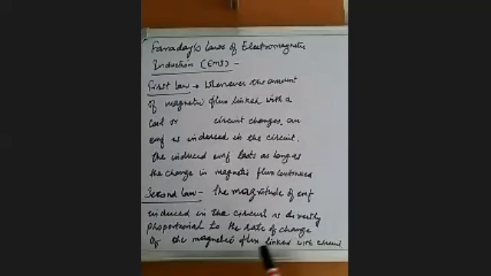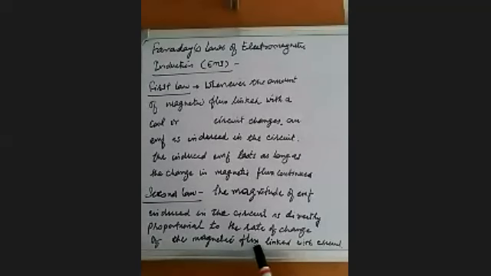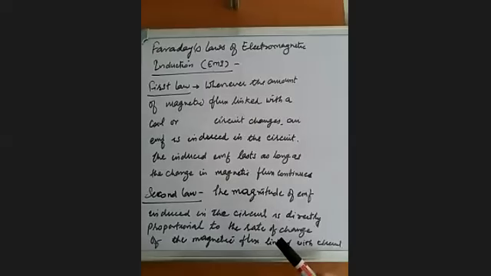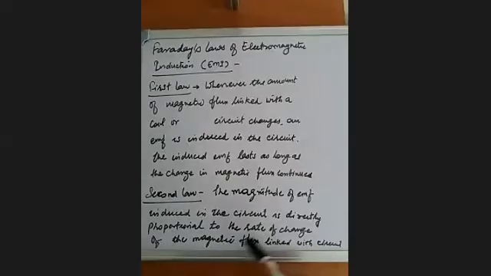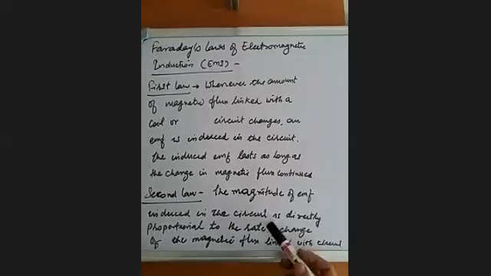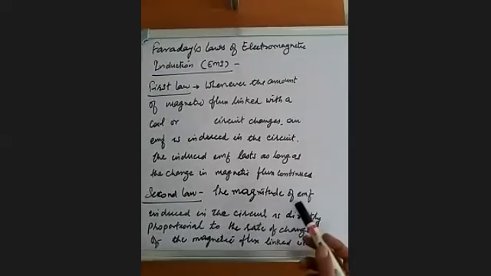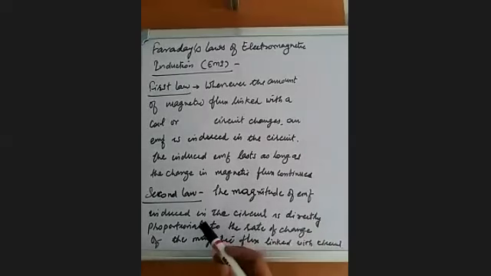If we bring the magnet quickly, the rate of change of magnetic flux will be high and the magnitude of the EMF induced will be higher. But if we bring the magnet slowly towards the coil, the rate of change of magnetic flux will be slow and small, and therefore the EMF developed will also be small. So that is how the magnitude of EMF induced is proportional to the rate of change of magnetic flux.